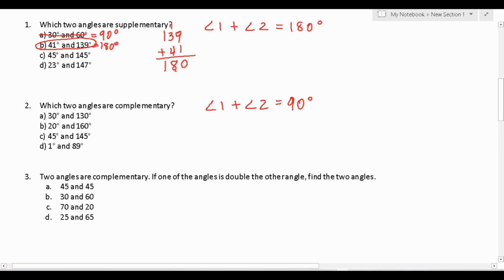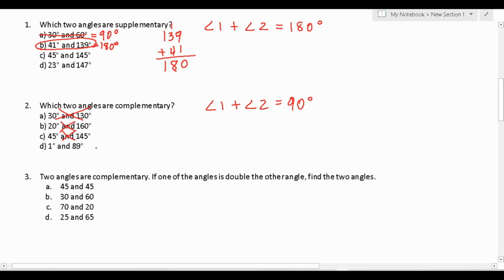As we can see, 30 plus 130 is going to be 160. That's greater than 90 degrees. 20 plus 160 is 180. That's greater than 90 degrees. And 45 plus 145 is 190. So that's greater than 90 degrees.